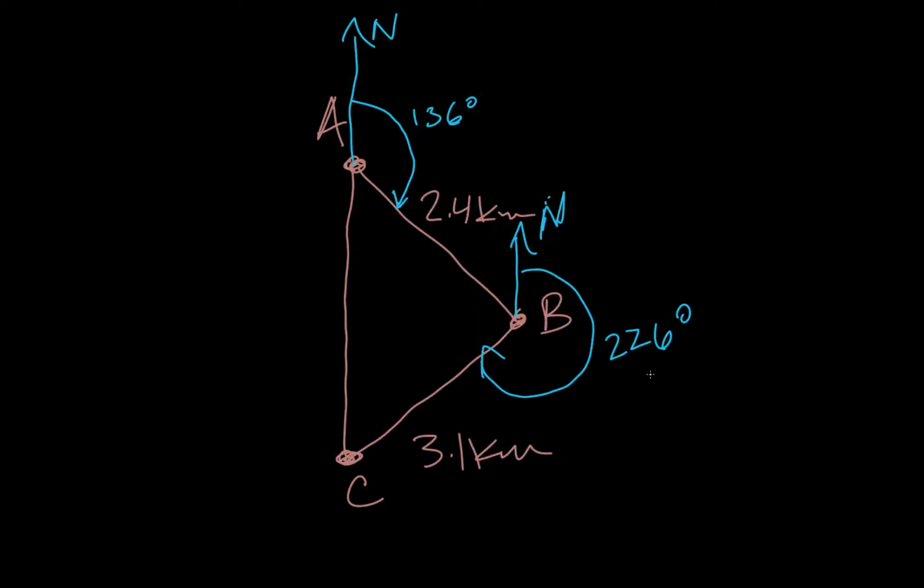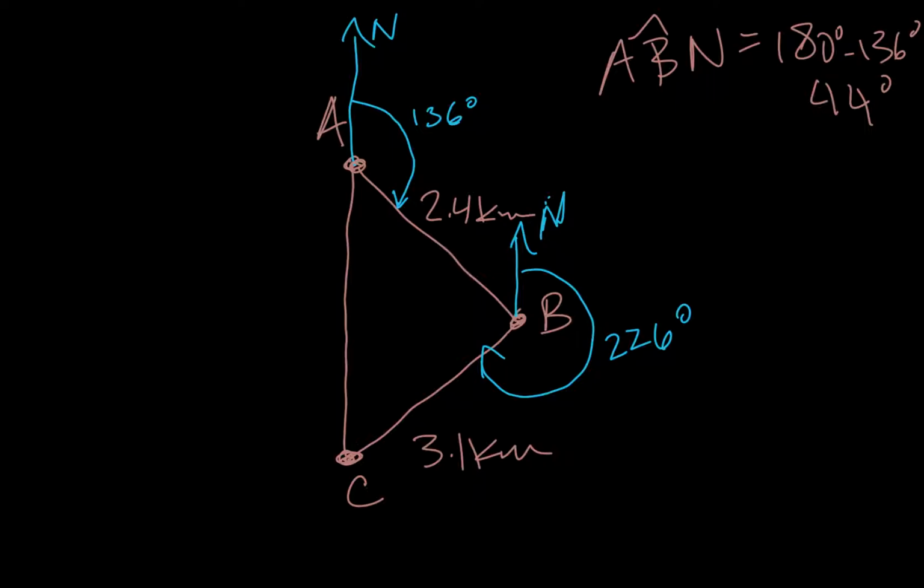Okay, so a couple things that we need to look at. So if we're going to go A, B to N, we rotate and then we go 180 degrees because of the line. So we're just going to say, angle ABN equals 180 degrees minus 136. And so that angle is going to be 44 degrees. So that angle right here, that is 44 degrees.